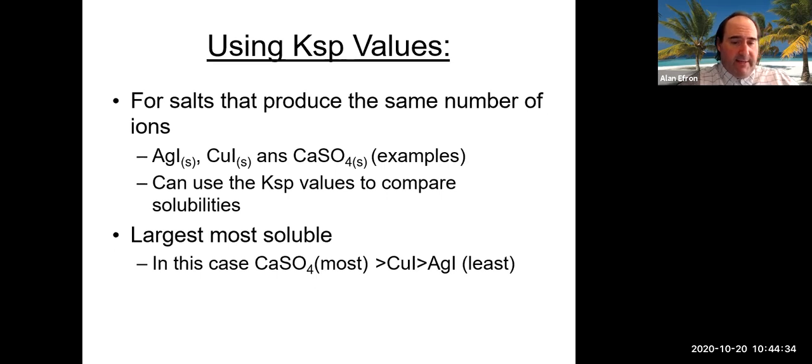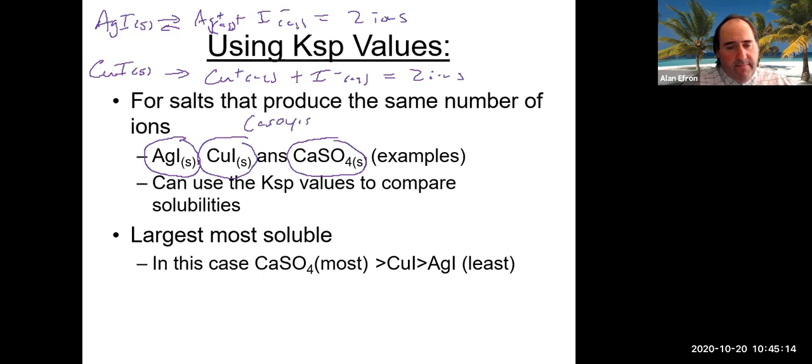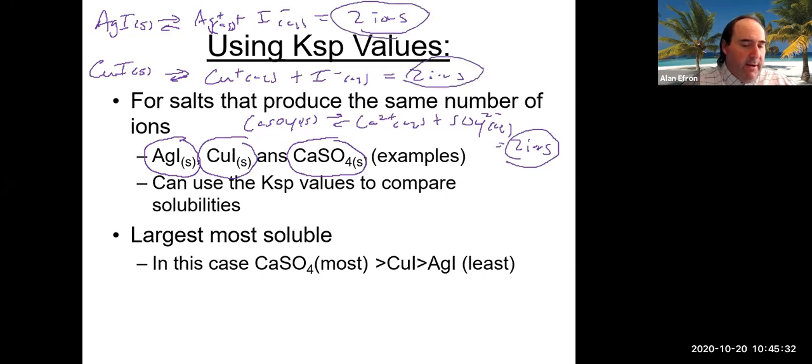So when we look at these three here and want to compare the solubilities of silver iodide, copper one iodide, and calcium sulfate: if we break apart silver iodide, we get a silver ion and an iodide ion, a grand total of 2 ions produced. Copper one iodide is the same thing, a copper ion and an iodide ion, which is also 2 ions. And calcium sulfate gives a calcium ion and a sulfate ion, also 2 ions. Because each of these three breaks apart into a grand total of two ions, we can go to the table and just compare the KSP values.